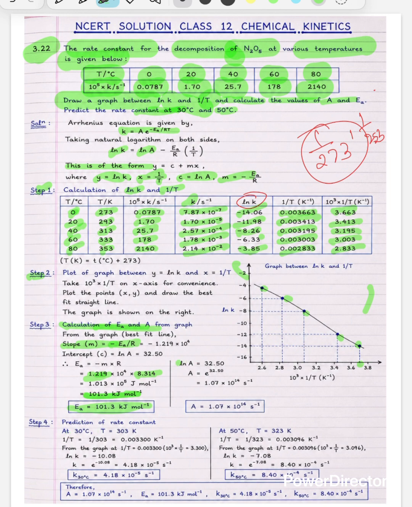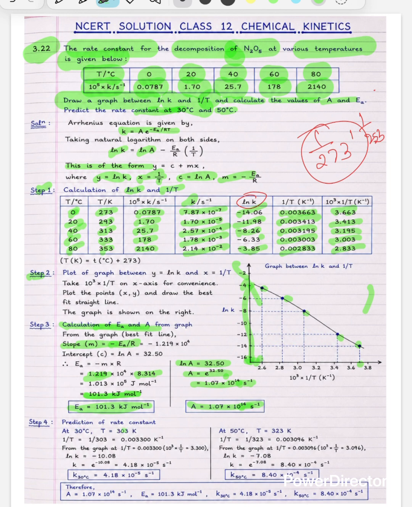And what is A? A is basically found from ln of A, which is the intercept. So we can easily find ln of A. To solve it, convert it into log base 10 and then take the antilog, or we can calculate e raised to the power of something. This value is basically 35.50, into e raised to the power. So A becomes 1.07 into 10 raised to the power 14 per second.